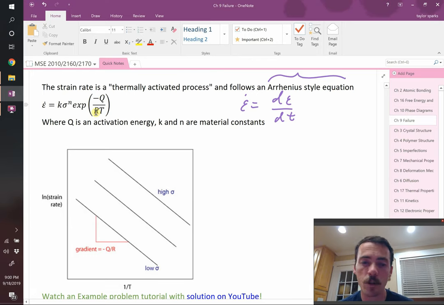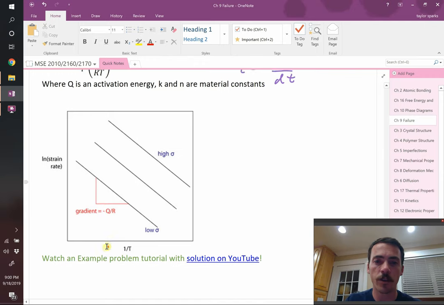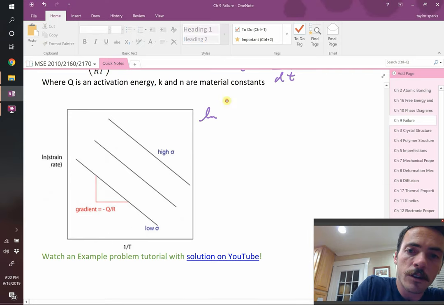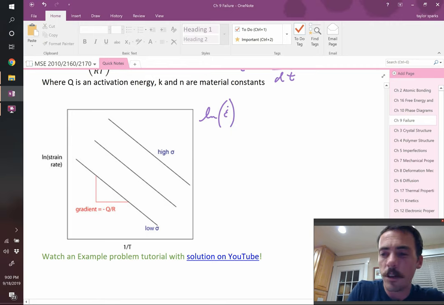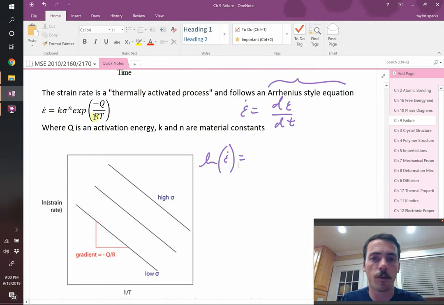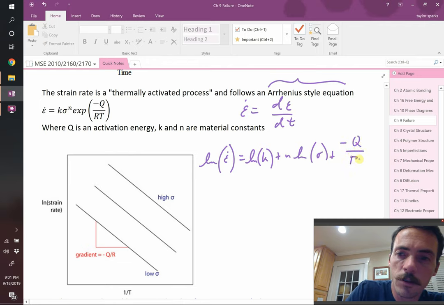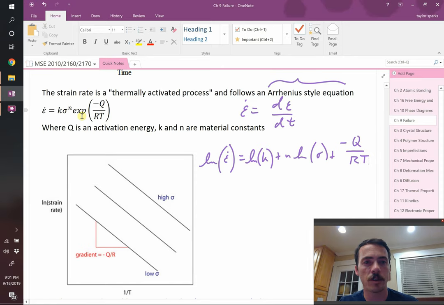Okay? So here's what you can do, is you can take this expression, which is an exponential, it's not linear, but you can make it look linear. And the way that you do that is by plotting the natural log of the strain rate against 1 over temperature. So why does that give us linear behavior? We can do it just like before. Just like with the crack growth equation, we can make it look linear. If we start out by taking natural log of both sides, what do we get? We get that the natural log of our strain rate is going to be equal to natural log of k plus n times the natural log of sigma plus negative Q over RT. Right, because natural log of the exponential just goes away.